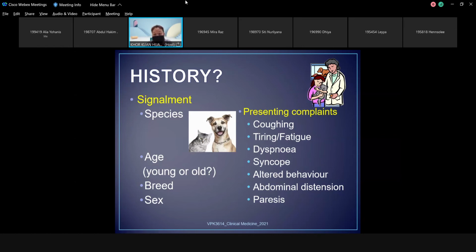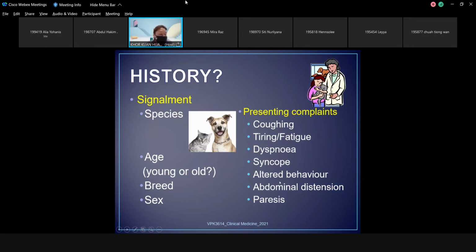They have other presenting clinical signs, and often it's going to be panting. Dogs or cats with heart disease tend to be tired and fatigued. Some of them may have dyspnea. What is dyspnea? Difficulty in breathing. Okay, good. Some of them may even have syncope, collapse. Some of them may even have altered behavior.